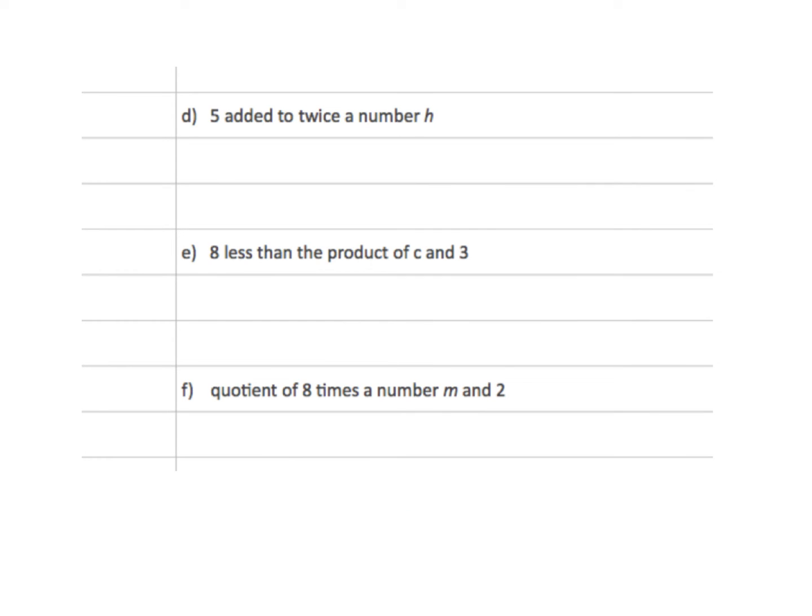Let's do a few more. And again, feel free to pause, try them on your own, and then come back and see how you did. 5 added to 2. Here's one of those words: from, then, or to. So I know I'm going to do 5 plus, but I'm going to turn it around, and it's going to be something plus 5. Twice, there's 2 times the number h. So 2h plus 5. Oh, we have "then" again. So 8 less. So it's going to be something minus 8, because "then" turns it around.